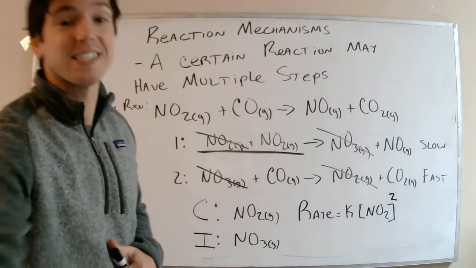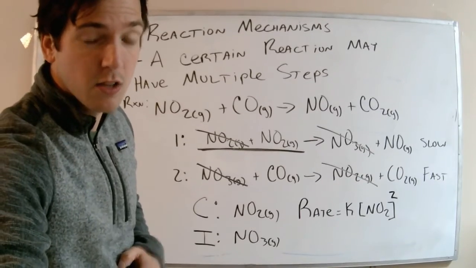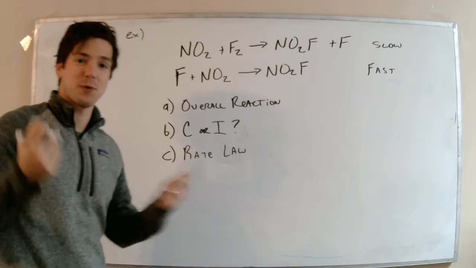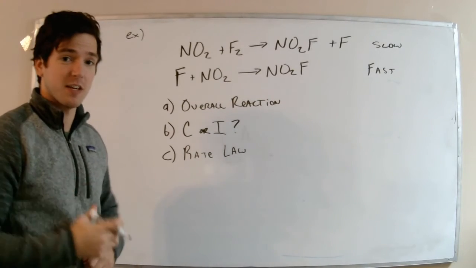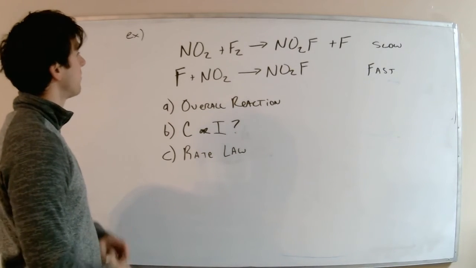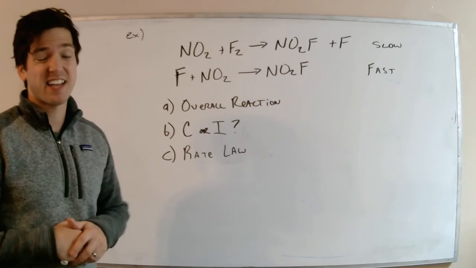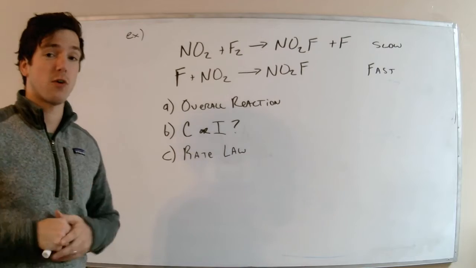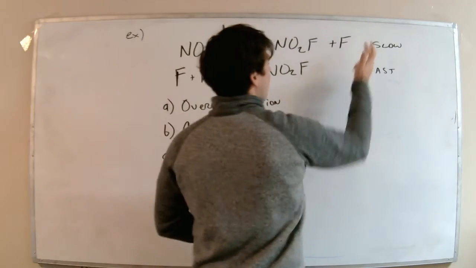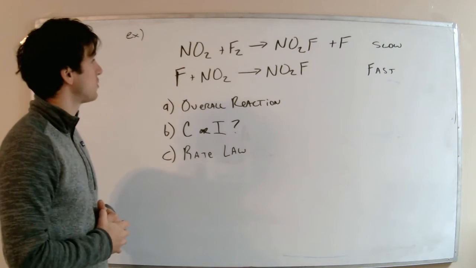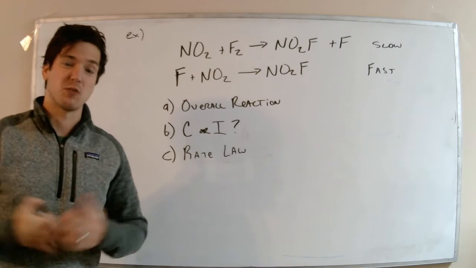So let's go ahead and let's get into a couple more examples like these so we can make sure that we really understand this stuff. Okay, so here is our next example. Here I have given you 2 intermediate steps. You could kind of tell that I gave you 2 intermediates and not an overall reaction because they say slow and fast next to them. That's really them telling you which one is the rate determining step and which one is not.